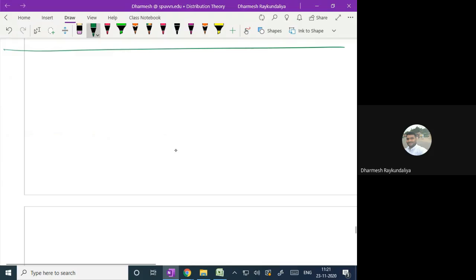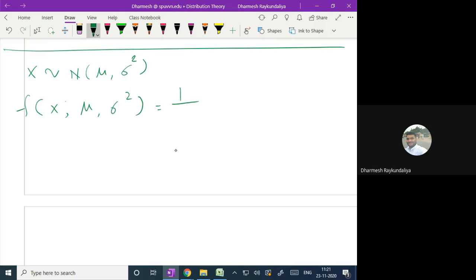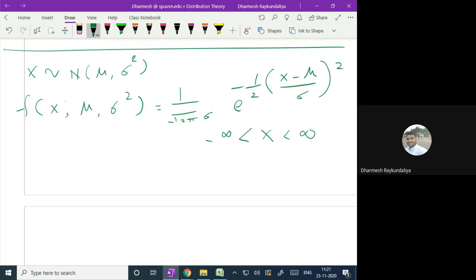So if you have the data, let X have the normal distribution. X follows the normal distribution with mean mu and variance sigma square. We say that it is a normal distribution if its PDF is given by 1 upon root 2 pi sigma e raised to minus half ((x minus mu) upon sigma) whole square. And here the range of x is minus infinity to infinity.